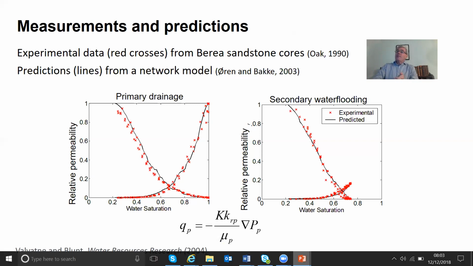The curve on the right is for secondary water flooding. What do I mean by that? That's where I have oil and water present in the pore space, just like an oil reservoir on discovery, and now I'm going to inject water to displace oil. So here we start at a low water saturation and essentially a 0 relative permeability, and we put in more and more water. So the water relative permeability increases, and the oil relative permeability decreases.